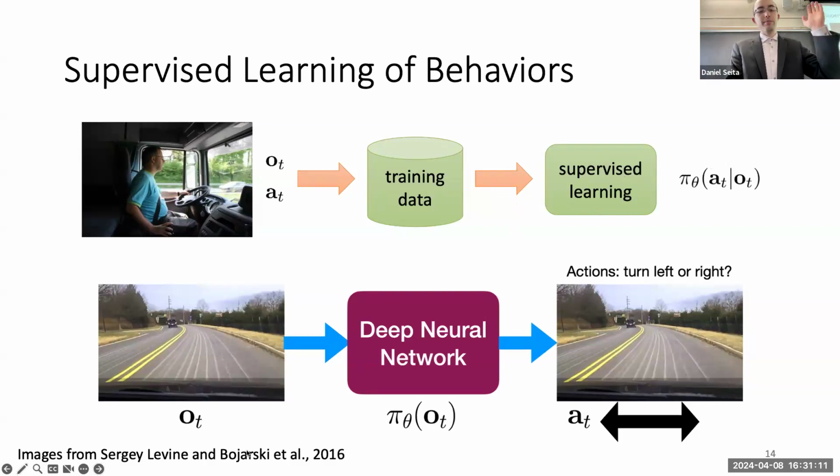And then at test time, you could pass in some image and query your deep neural network. We didn't put in the A here, but you can also write it as pi theta of A given O, because it's the distribution of A given the observation. You can put the A there if you want. And then the action may be to turn left or right. Just an example. You could have many other action spaces.